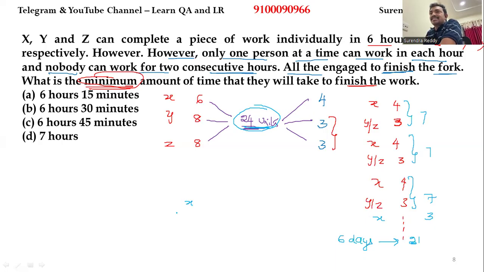So now X is doing 4 units in 1 hour. 3 units he will do in 3/4 hour, right? So the total time would be, it is not 6 days basically. The conversion is in hours, right? It has to be 6 hours. So you'll take 6 hours, 3/4 hour, which means 6 hours, 45 minutes. Because 3/4 hour means 45 minutes, right? So you'll be taking 6 hours, 45 minutes.